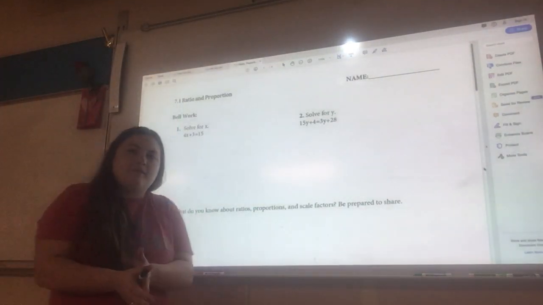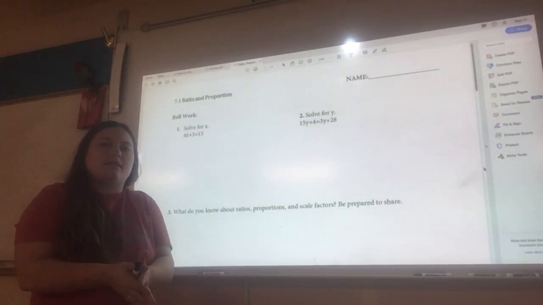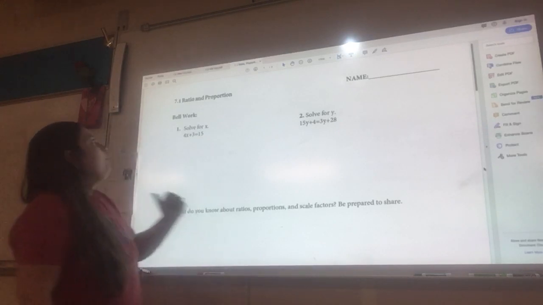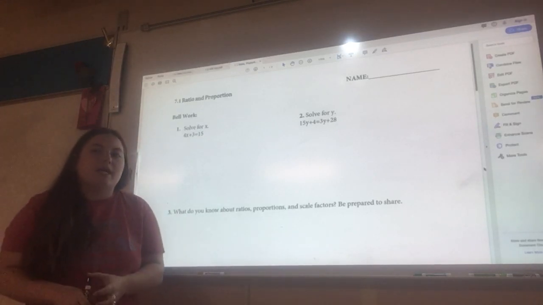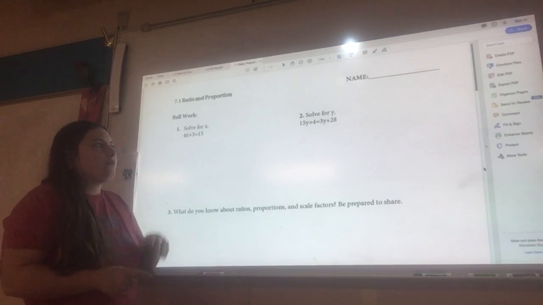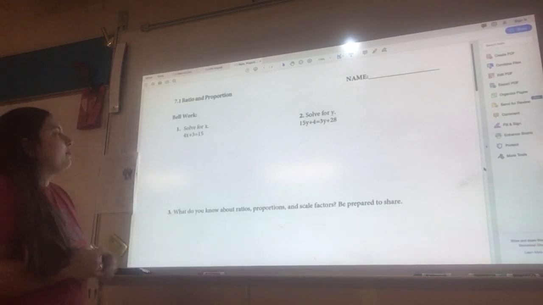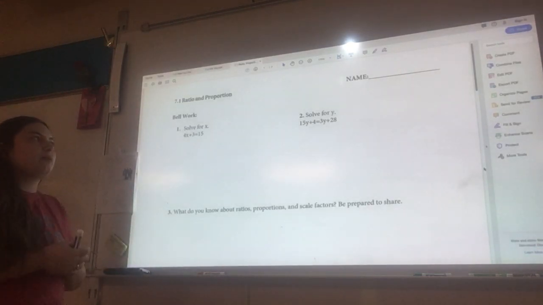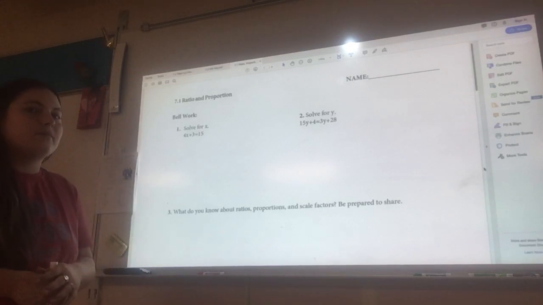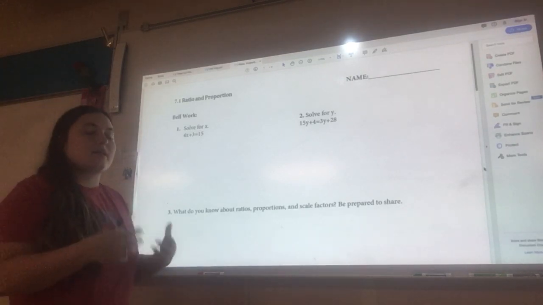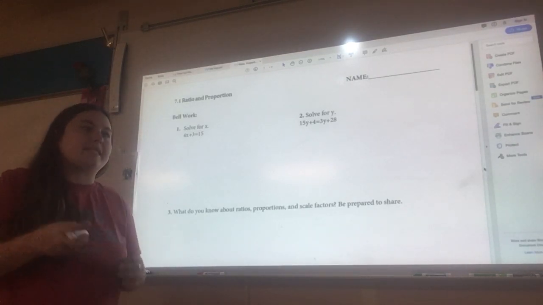Right, Integrated Math 2, your first lesson in continuous learning starts today with 7.1, ratio and proportions. First off, there is some bell work, but I just want to go over a quick reminder of how to solve for variables in multi-step equations. It's going to be used, so we need to make sure we have that down.